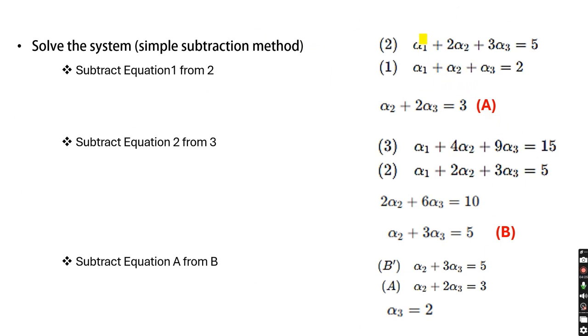So, makita na to nganhin that there are common nga terms which is A1. So, mawara na ini and then subtracting 2A2 minus A2, we have A2, plus 3A3 minus A3, we have 2A3, and then 5 minus 2, we have 3. So, this would become our equation A. And the next is we will subtract equation 2 from 3.